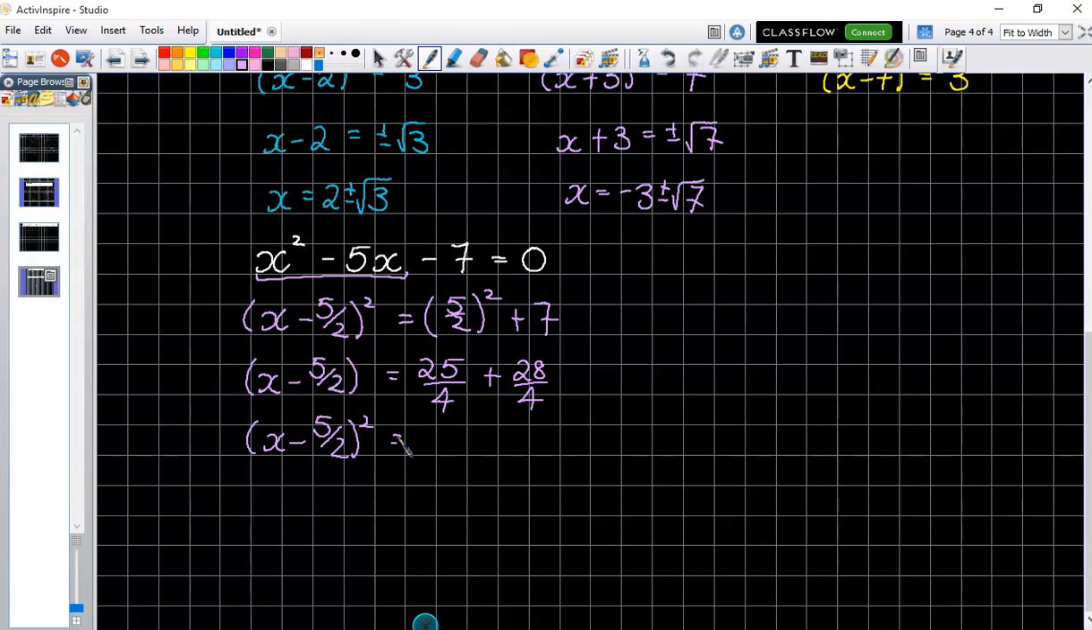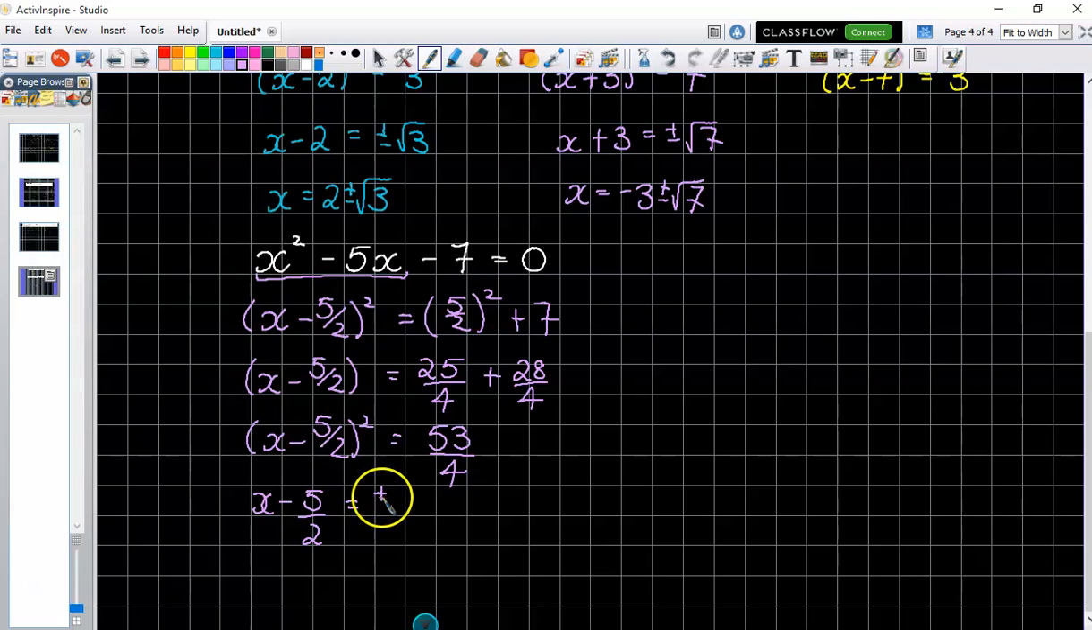28 divided by 4 is 7, because you might have to do this with no calc. Okay, 28 plus 25, so 48, 49, 50, 51, 52, 53. So we get 53 over 4. How do I get rid of the squared? You square root. So this has now gone. When you square root a fraction, you square root the top, and you can square root the bottom.